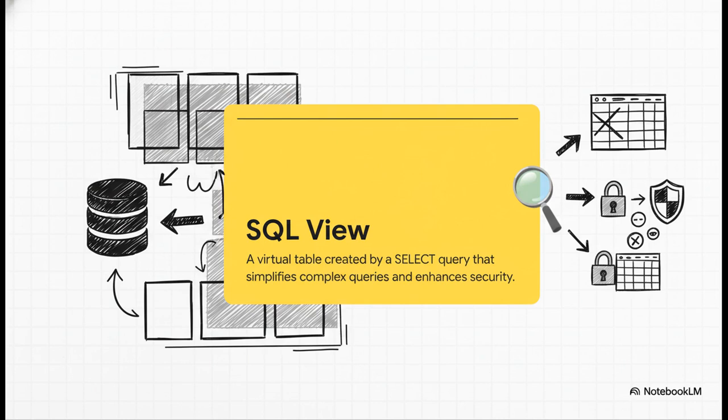A view is one of the most clever tools in your toolbox. It's not a real table that holds data. It's more like a saved query that just acts like a table. This is an awesome way to hide super complex joins from your users, or even to restrict what they can see, showing them only the specific columns and rows they're allowed to. It's a huge win for both simplicity and security.